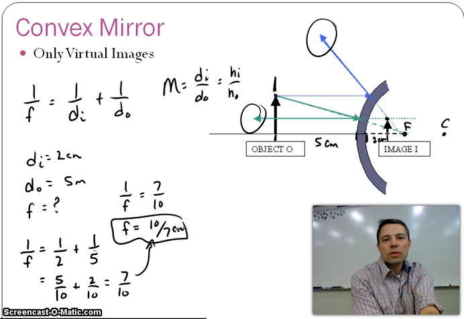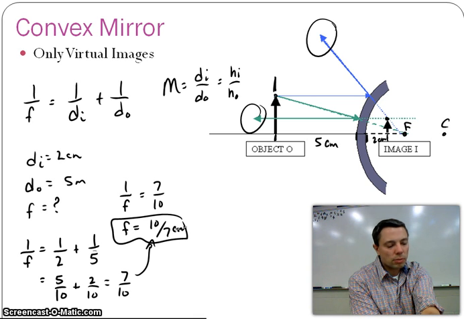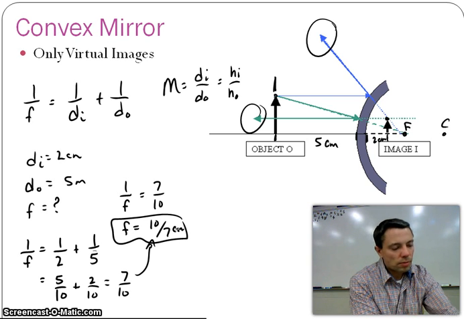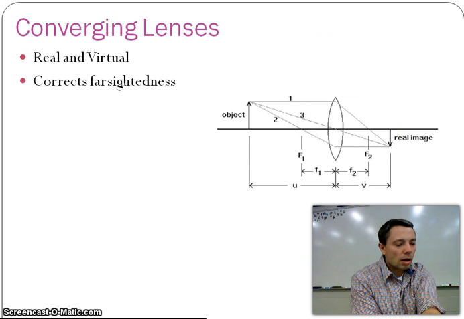Okay, so those are different things that I can do in order to find images with convex mirrors, convex lenses, or concave mirrors. Now, if we go a step further with our optics, we're looking at converging lenses and diverging lenses.